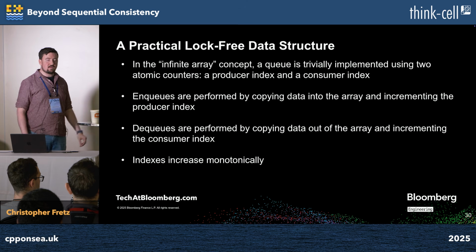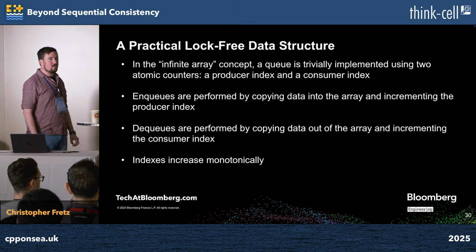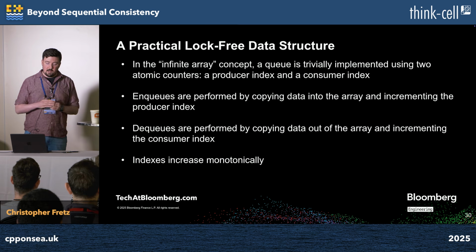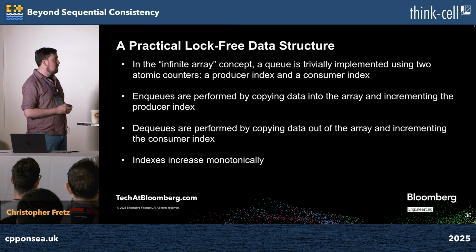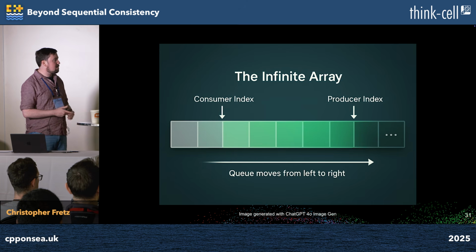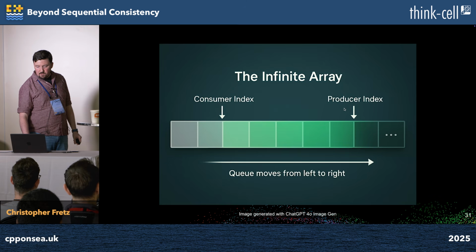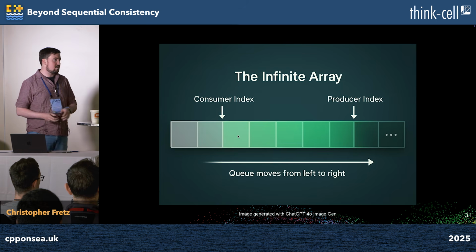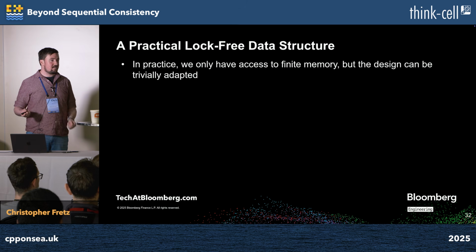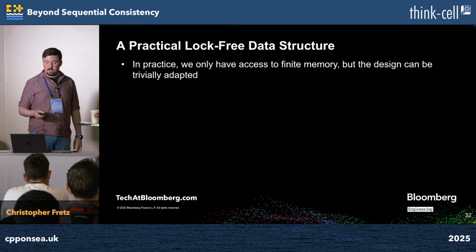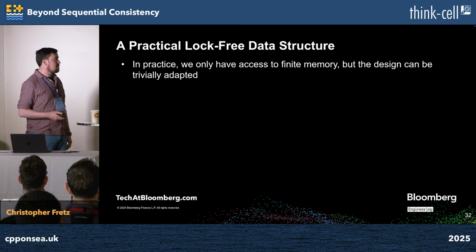And a key point with this data structure is that indexes increase monotonically, which is to say that they can never decrease. This is actually a very nice guarantee that gives us optimization opportunities in the future. So going back to this example, the producer is about to write into this record here, and the consumer is about to read from this record here, and it just shoots off to the right, essentially. They just go on forever. Obviously, in practice, we only have access to finite memory. Wouldn't it be nice? But the design can be trivially adapted.